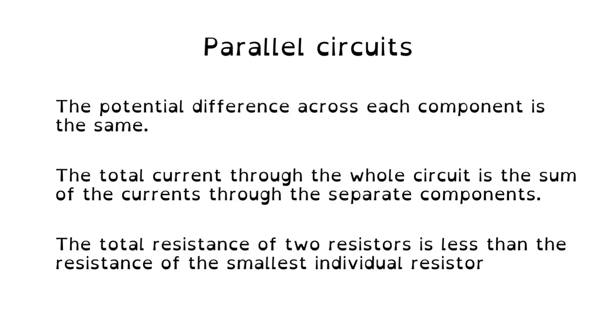And the final bit you need to be aware of is the total resistance of 2 resistors is always less than the resistance of the smallest individual resistor. So when they were in series next to each other in one loop, we always added them up, so they got bigger. But you need to be aware when they're in parallel, the resistance gets less.